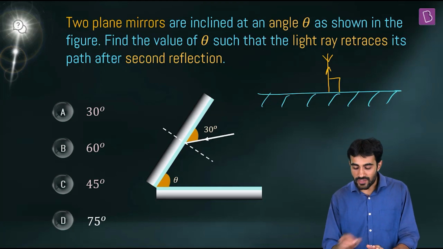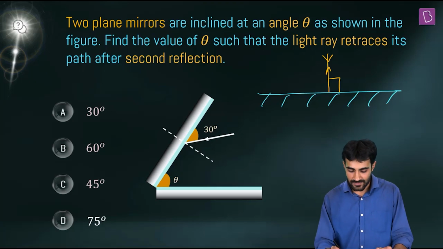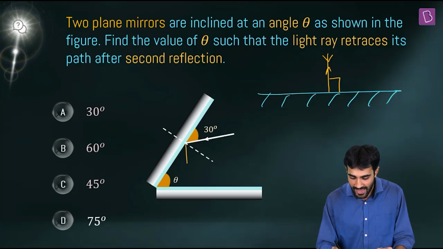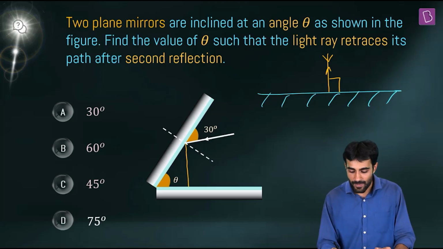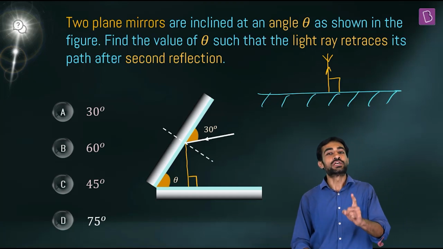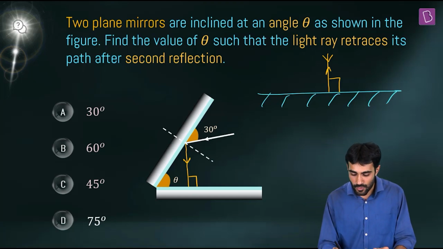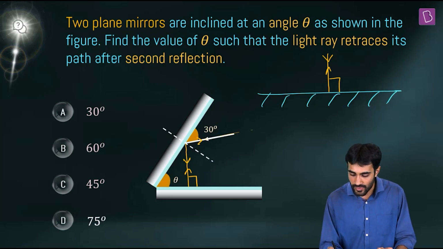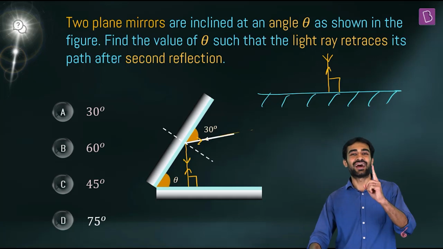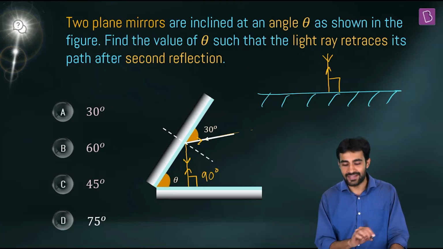Now, for the first mirror, we can see that the ray is not falling perpendicular to the first surface. So after reflection, the ray will go like this, and it should strike the second mirror perpendicular to the surface of the mirror so that this light can retrace its path. So light will go back and hit mirror 1, and again it will retrace its path. Right? So this is the situation. Now we want this angle to be 90 degree.